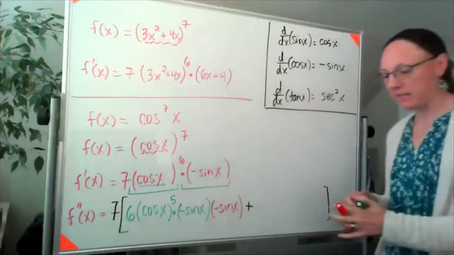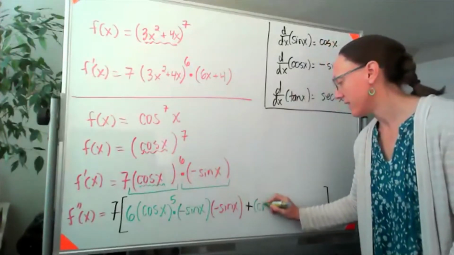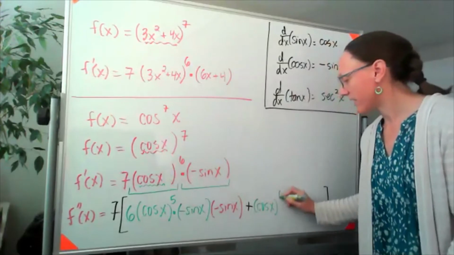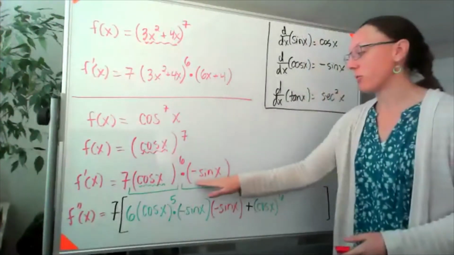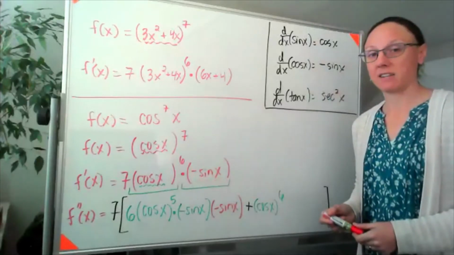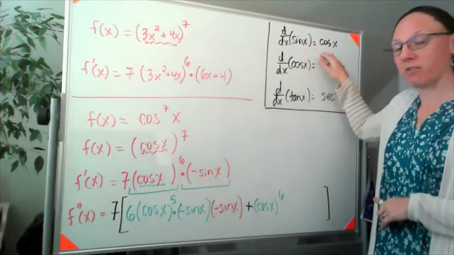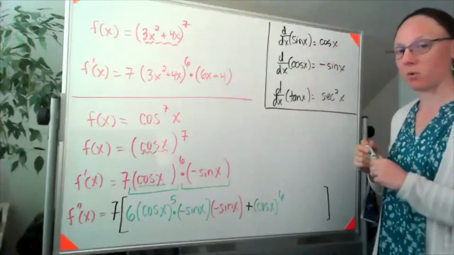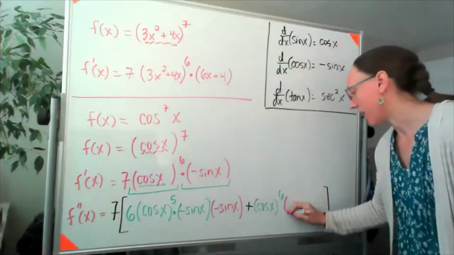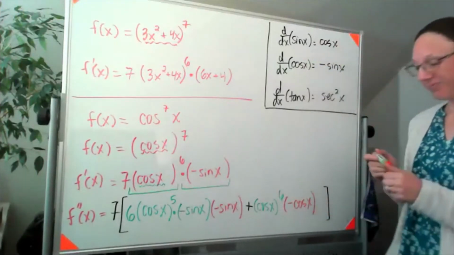And that second piece in my product rule, I'm going to leave that cosine of x to the 6th alone, and then multiply by the derivative of negative sine of x. Since the derivative of positive sine is positive cosine, the derivative of negative sine will be negative cosine. So this will be times negative cosine of x.